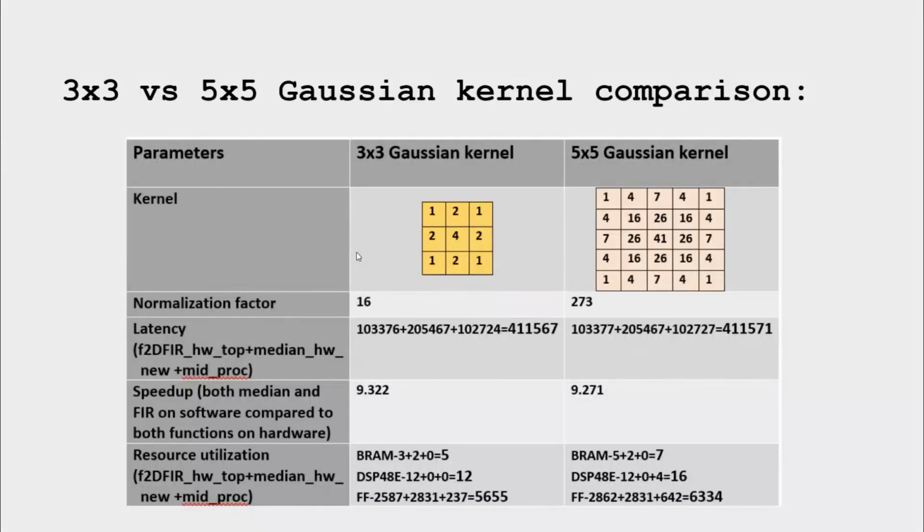We have also compared a 3x3 and a 5x5 Gaussian kernel. We can see the two kernels and the normalization factors are also different. In terms of latency, there has been only a slight change, and the speed up is also almost similar. When we see the output, we get a slightly better output in case of 5x5, but there is one disadvantage: the number of resources increases very highly, as we can see from this chart. So we have preferred to stick to 3x3 only.